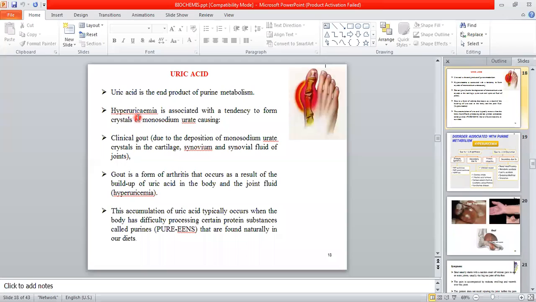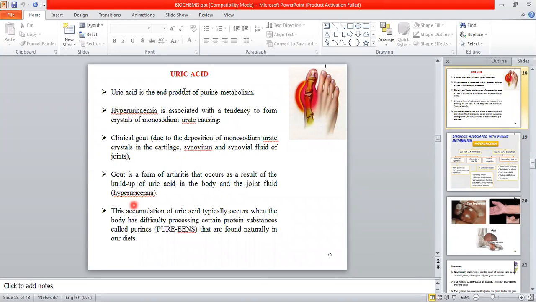The next one, because of the deposition of urate crystals, that particular disease is also called gout disease. Mostly this disease occurs at the toe of the leg. Now this gout is a form of arthritis that occurs as a result of urate crystals in the body.